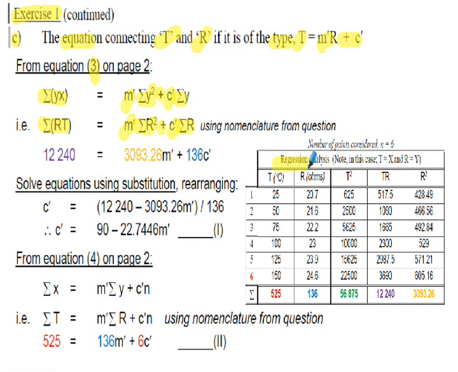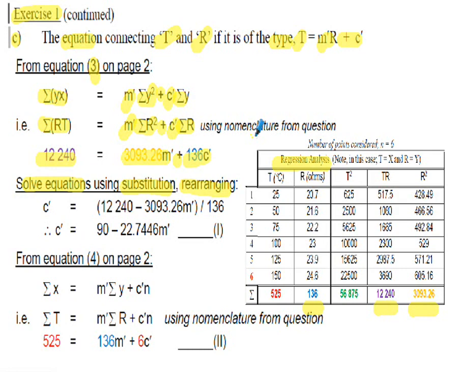Again, I've repeated the regression table for convenience on this slide. To put in the values, r times t is 12,240, so on the left side I get 12,240, and that's equal to the m dash times summation of r squared. R squared is 3,093.26, so that 3,093.26 m dash plus summation of the r in this case is the 136, so that's plus 136 c dash.